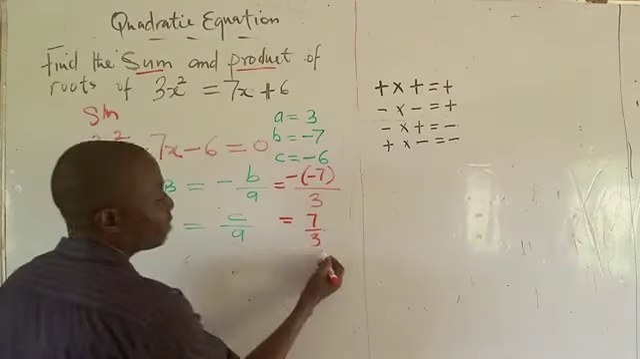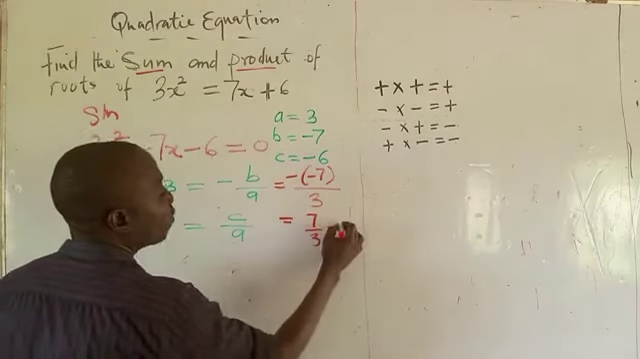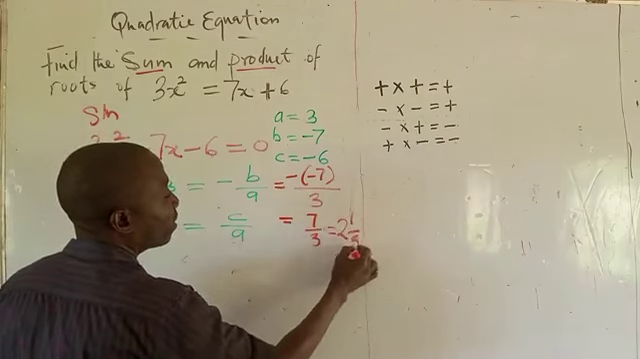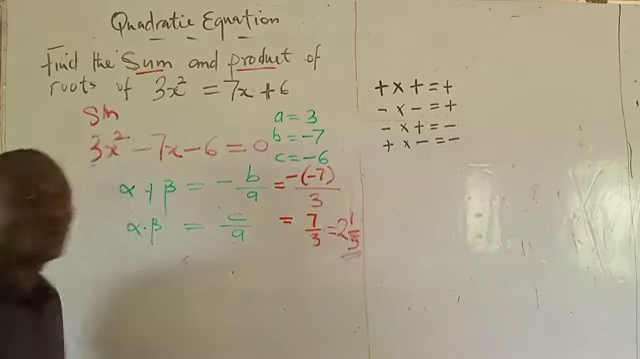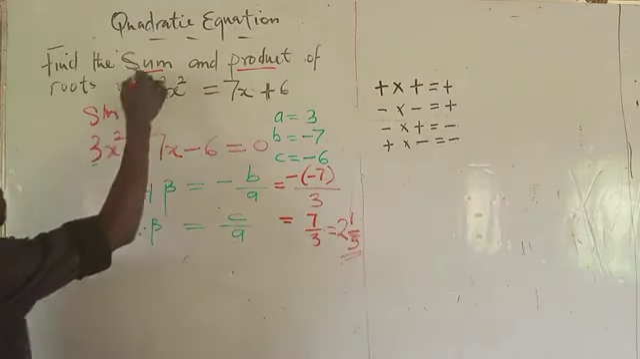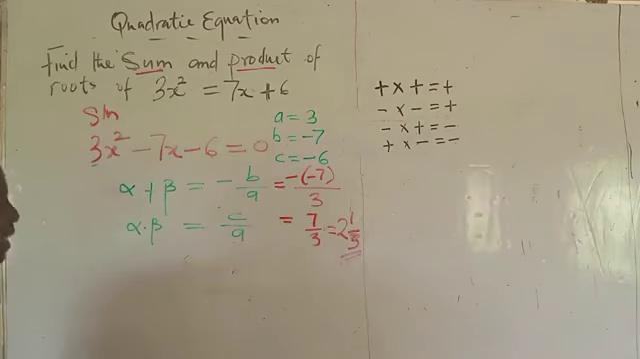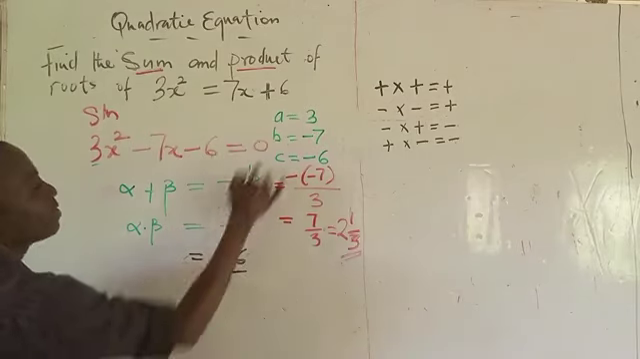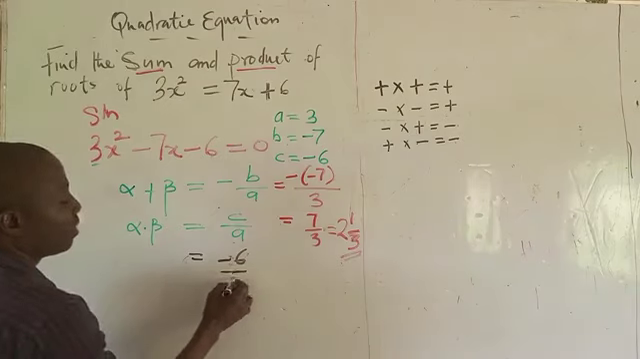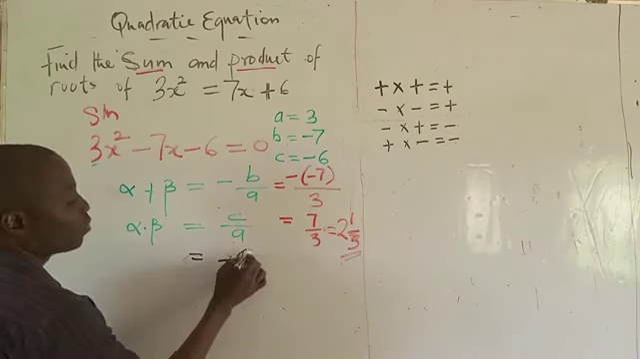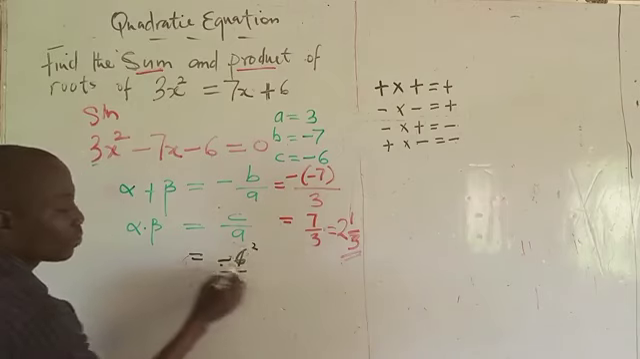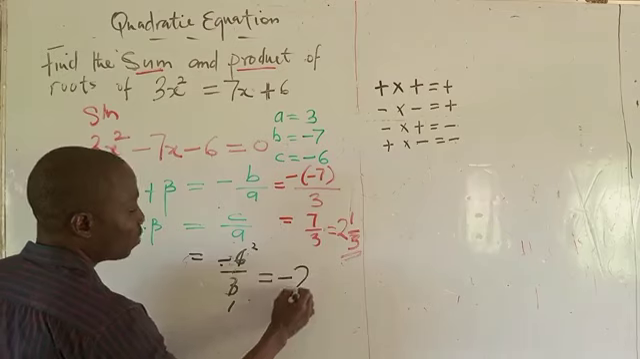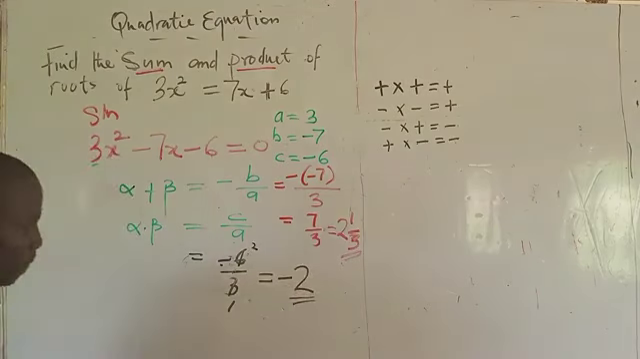We can leave it at this, or we can say 3 into 7, we have 2, left with 1 over 3. So 2 and 1 over 3 for the sum. Simple. Now that you know the sum, we can get the product by plugging in your values for c and a. c is minus 6 and a is 3. 3 into 3, 1; 3 into 6, 2. Don't forget the negative also. So the product becomes minus 2, which is our final answer.